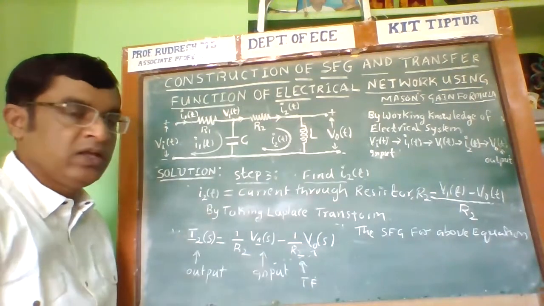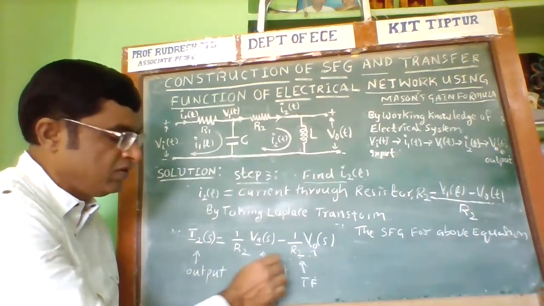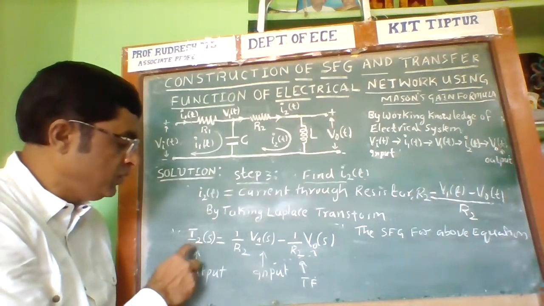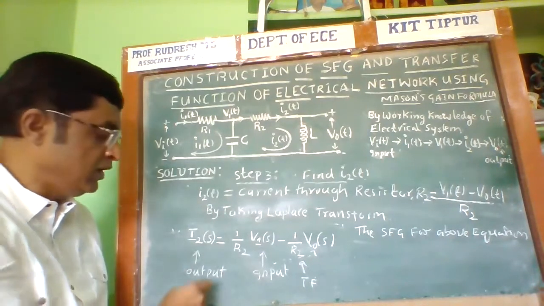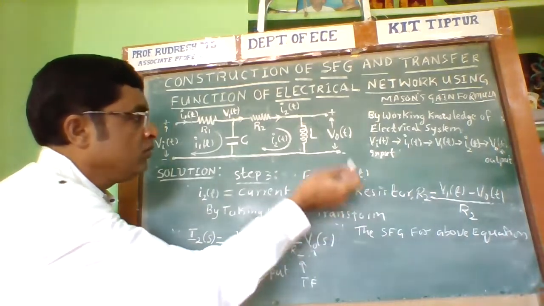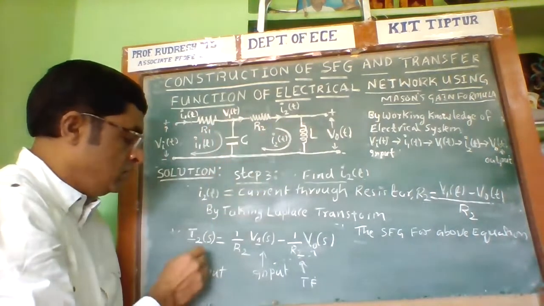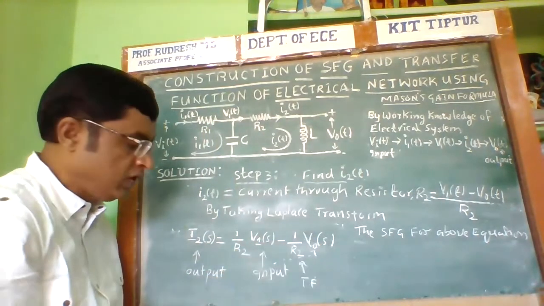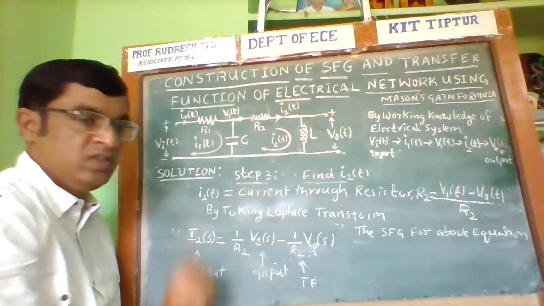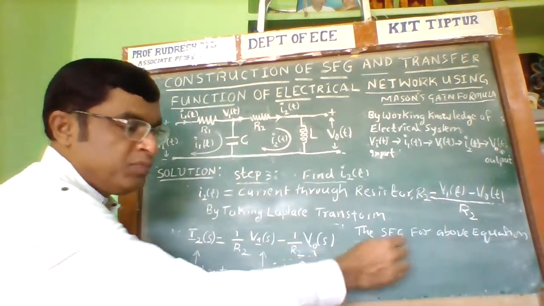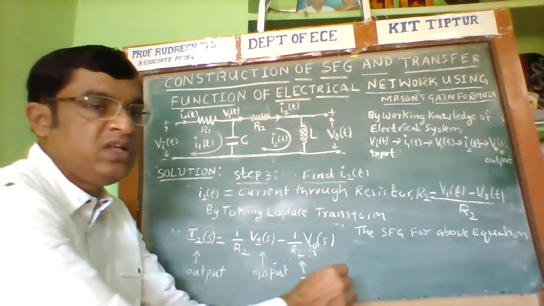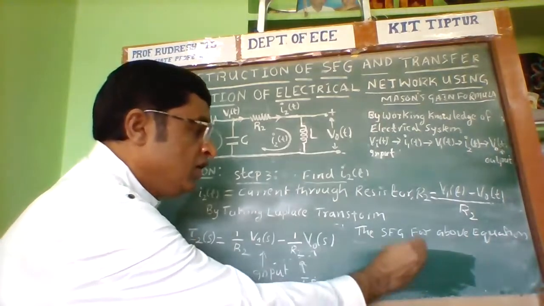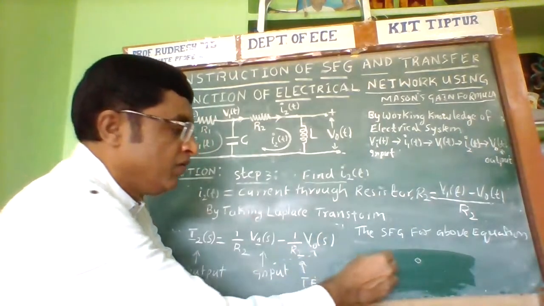After taking the Laplace transform, from this equation identify which are the input variables. Output is I2 of s. V1 of s is an input, because due to V1 of t, I2 of t is generated. Therefore, this is the input and this is also an input. Therefore, 1 by R2 is the transfer function. The output of any branch is equal to the product of the input and the transfer function. So here I should now draw the signal flow graph for this particular equation.